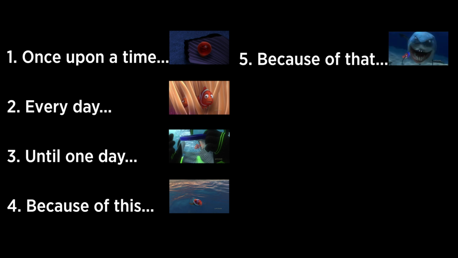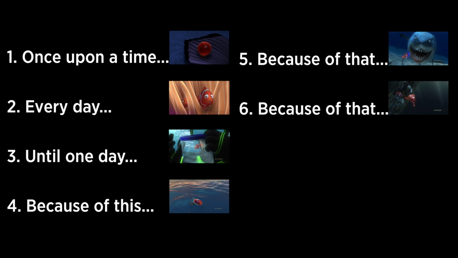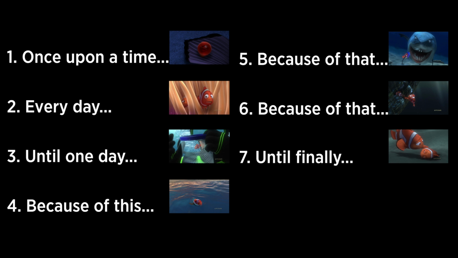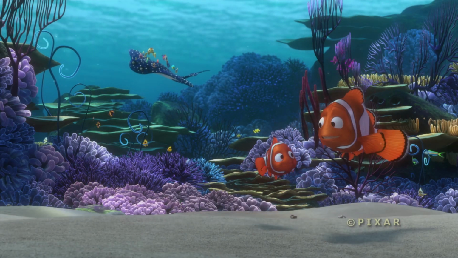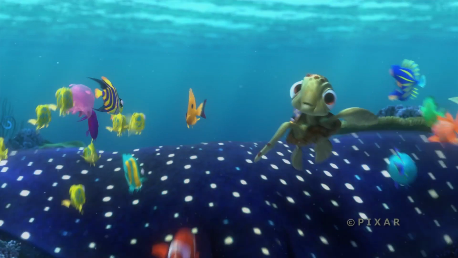Once upon a time, there was a fish named Marlin who loved his son Nemo more than anything. And every day, Marlin tried to protect Nemo from the ocean, which he feared. Until one day, Nemo was taken away by a scuba diver. And because of this, Marlin had to leave the safety of his home reef in order to find his son. And because of that, Marlin ran into sharks, jellyfish, and other dangers. And because of that, Marlin was forced to take a leap of faith. Until finally, Marlin learned to let go of his fear and trust that Nemo had what it takes to free Dory from the fishing net. Ever since that day, Marlin gave his son Nemo the space he needed to learn on his own. And the moral of the story is, parents need to let go in order for their kids to grow up.